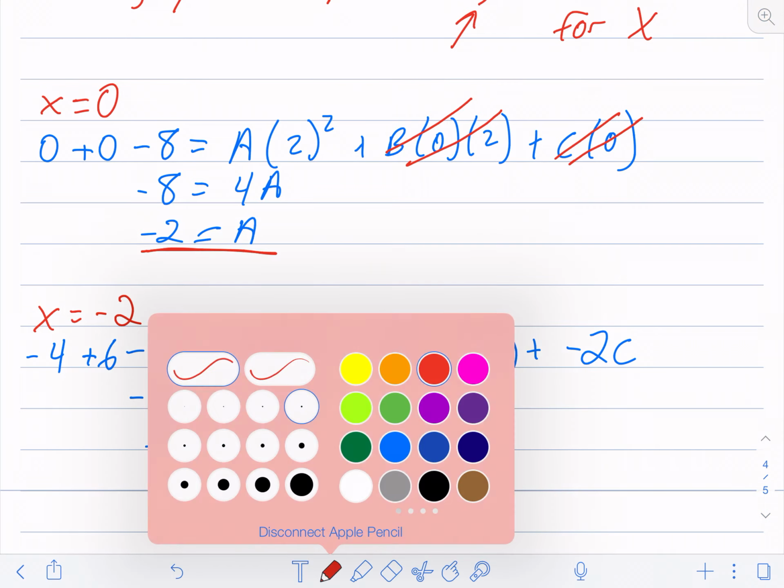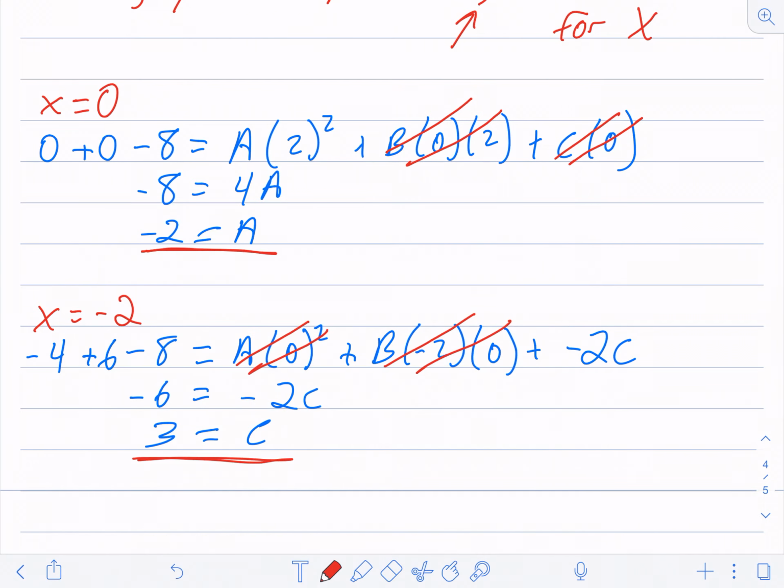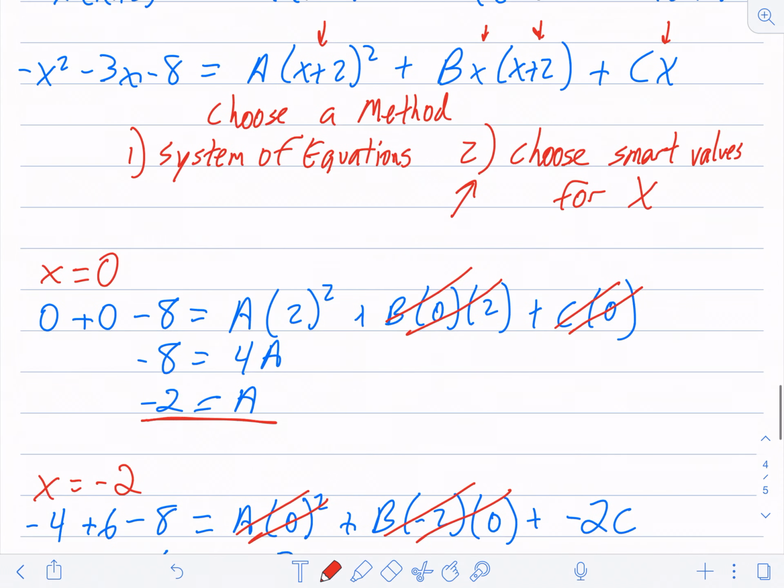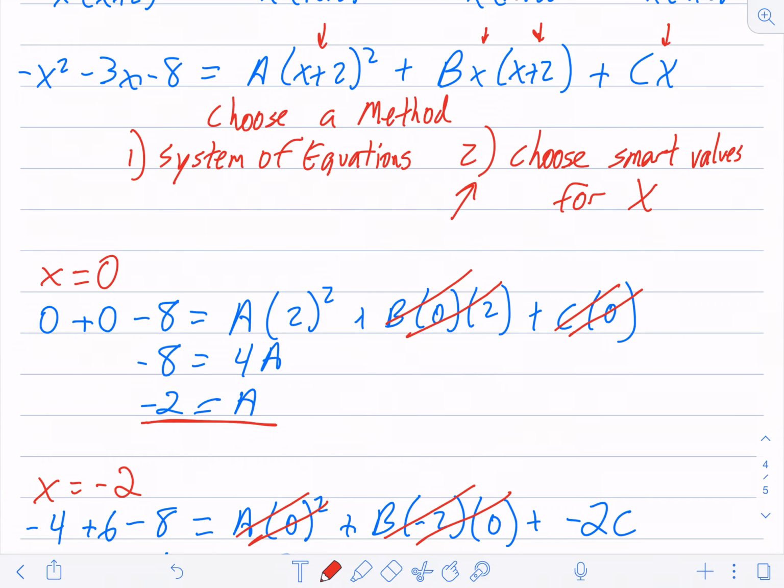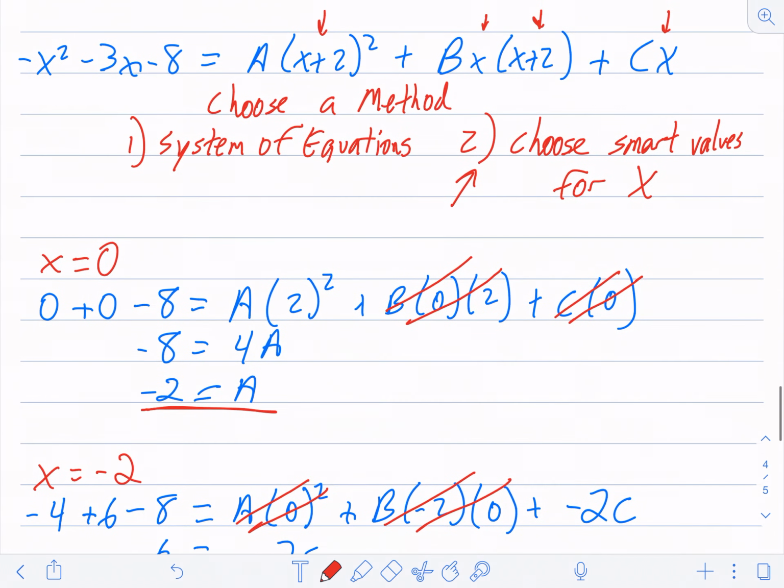So there is another term I've got. I've got a and I've got c. Now at this point, there's not a different value I could plug in for x because I've got a and I've got c, but there's not another one that I could plug in just to get b by itself.